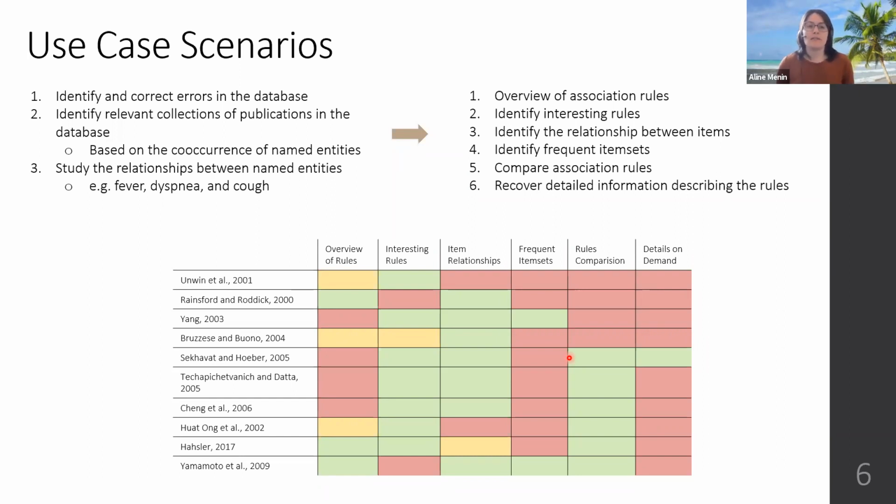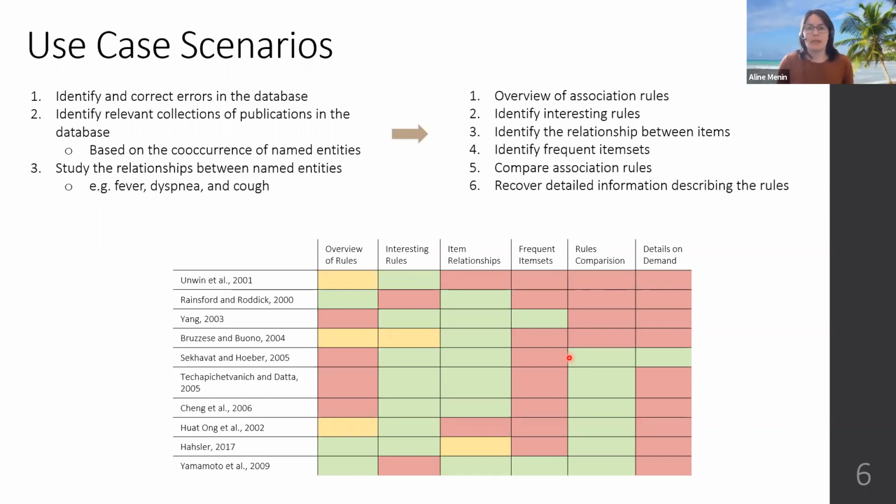We could also identify relevant collections of publications in the database based on the co-occurrence of named entities. So let's say that we want to know whether coronaviruses and cancers are related. We can see whether there are rules that connect these two named entities, and then find the publications that talk about it to understand the relationship between them as well.